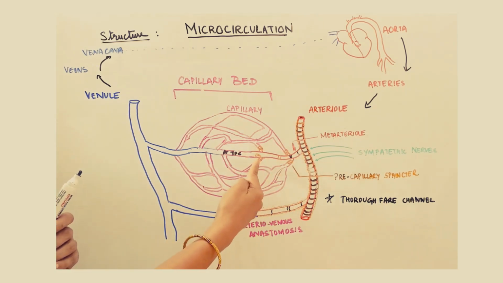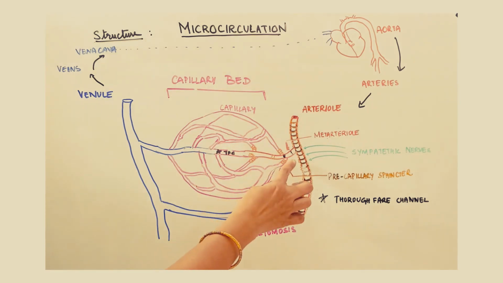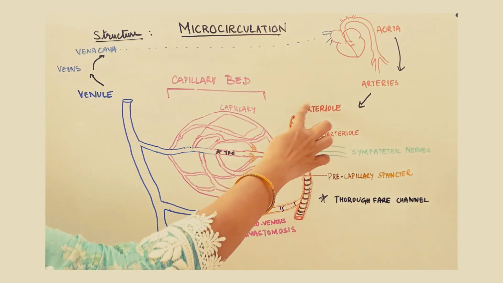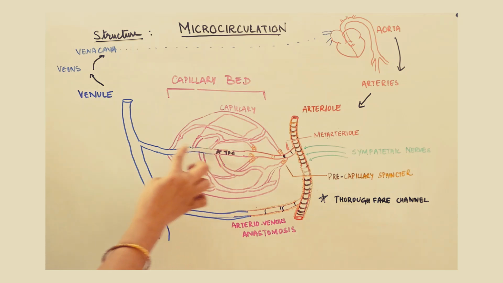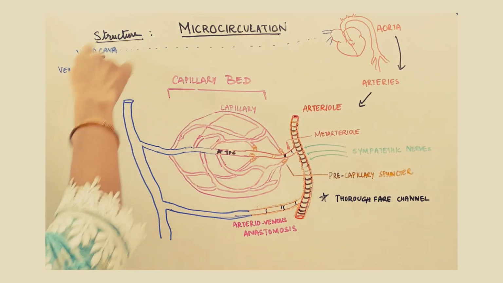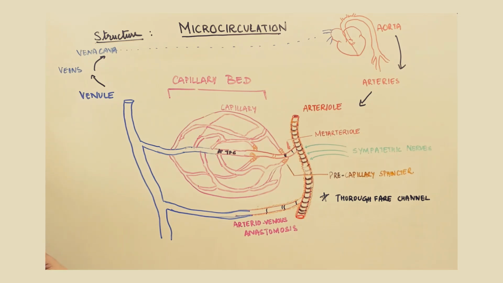and exchange to occur. Now, if all the precapillary sphincters in a capillary bed are closed, blood will flow from the meta-arteriole directly into a thoroughfare channel and then into the venous circulation, bypassing the capillary bed entirely. This creates what is known as a vascular shunt. Apart from this, there is an arteriovenous anastomosis that helps bypass the capillary bed and lead directly to the venous system. Now let's look at the function.